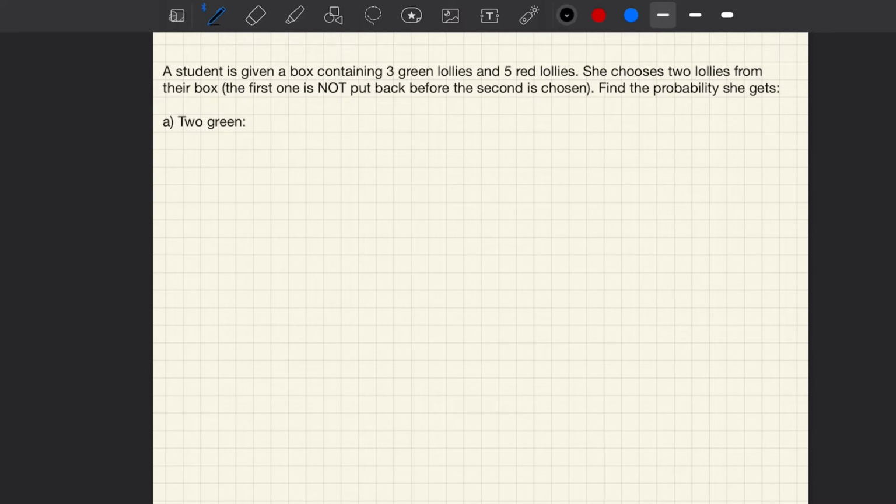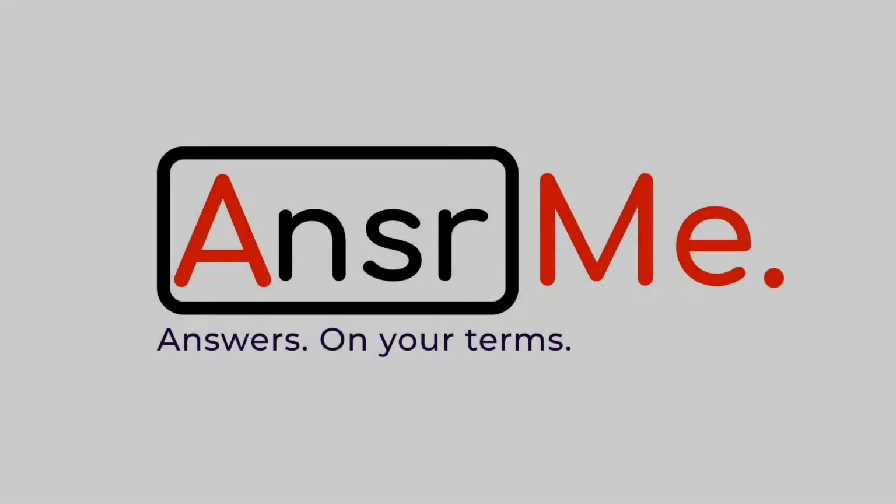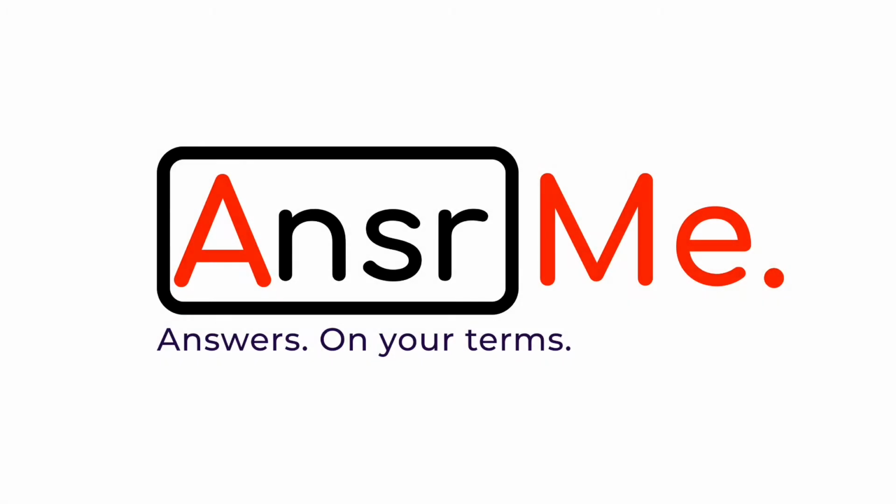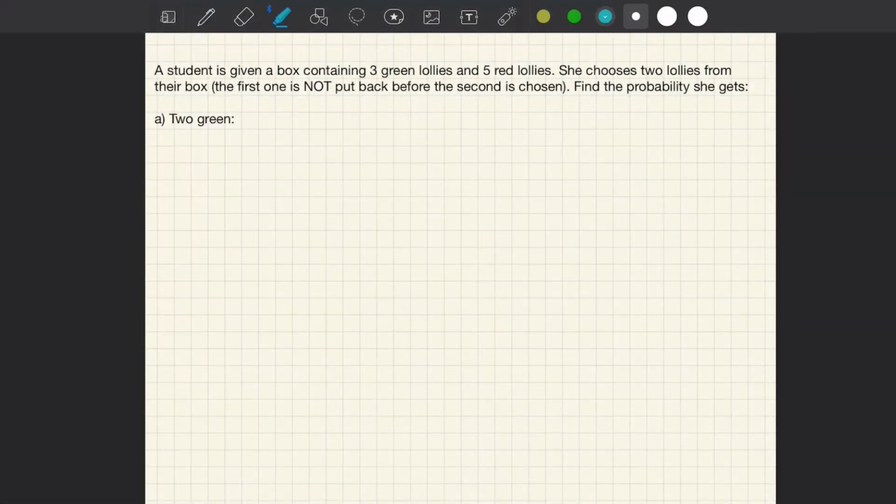Today, we're going to look at probability. So today we're going to look at tree diagrams. This is a three-part question.